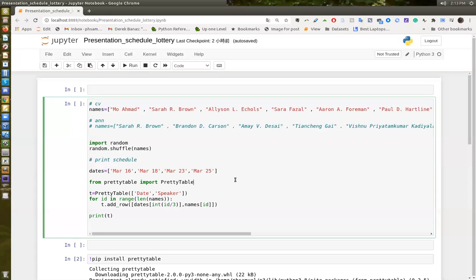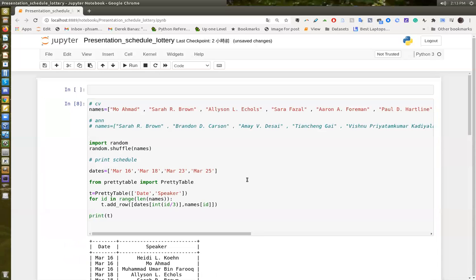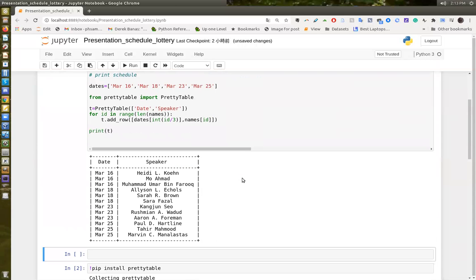Anyway, let me just run this first. So this is the schedule now. I will copy that onto the website, but if you're around here, take a note of when you're going to present. The earliest one will be 2 weeks from now, not more than 2 weeks from now.